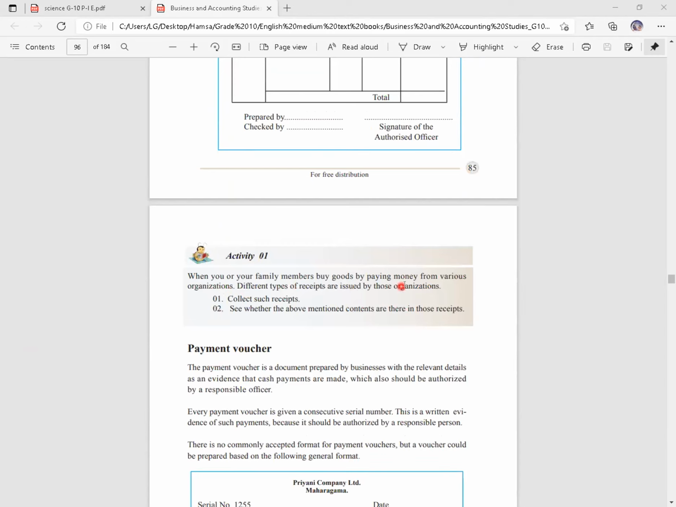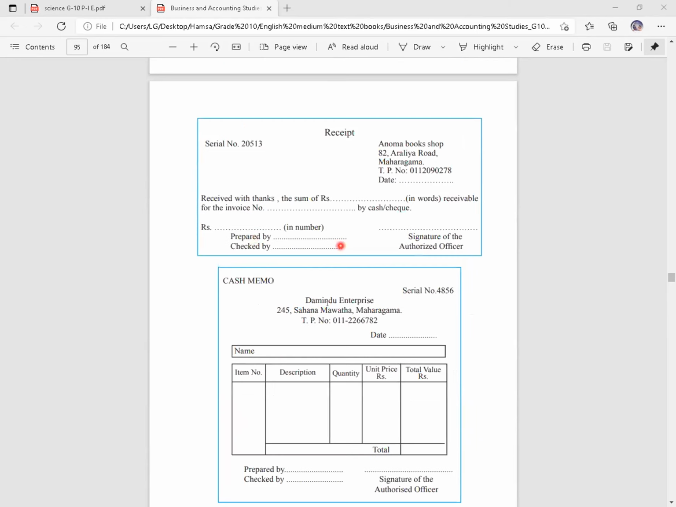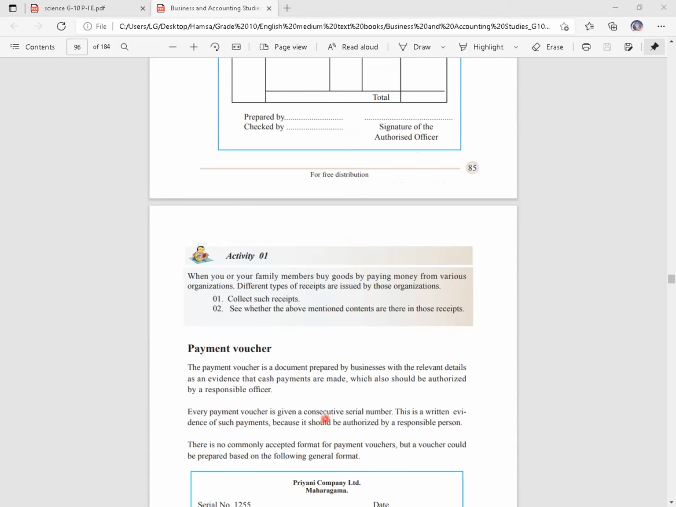Activity 1. They are asking you to collect all the receipts. When you go to a shop, like supermarkets or textile shops, definitely you will be getting receipts, right? When you go and purchase your goods, they will give you the receipts. So they are asking you in the activity to collect such receipts and to check whether all these details are there in the receipts.